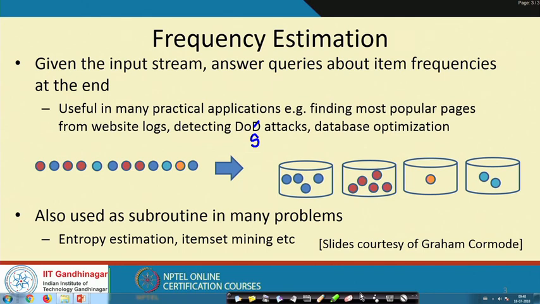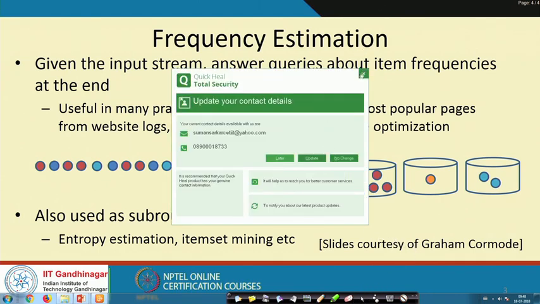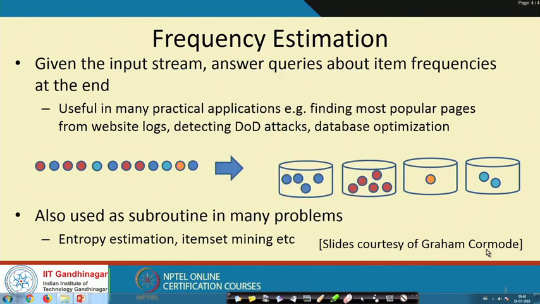Also, it is not a surprise that these questions are used as subroutines in many other problems. For instance, in estimating the entropy of a data stream, in doing frequent item set mining and so on. By the way, the slides that you see today are courtesy of Graham Cormode, and there is a link to a set of slides and the lecture notes at the end of the class.